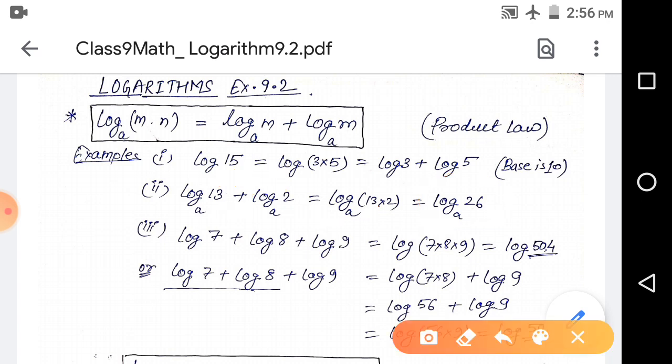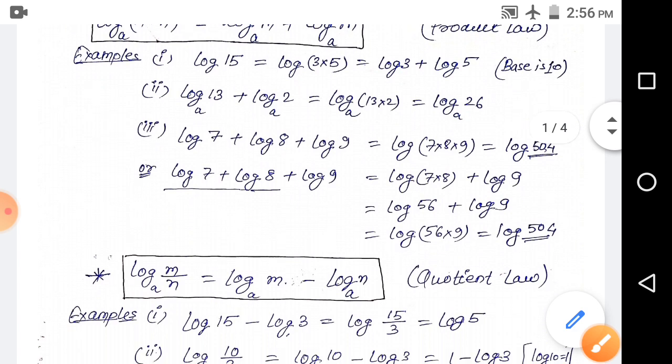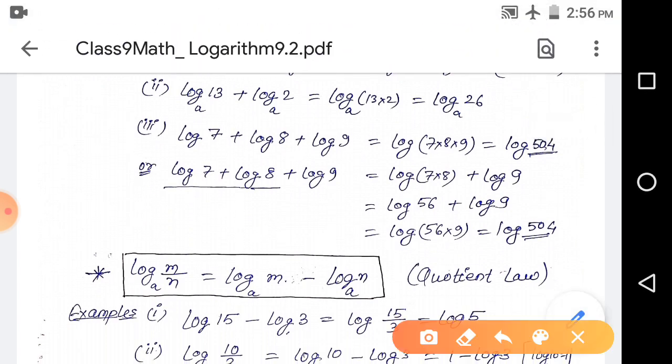Now see the third example, we have log 7 plus log 8 plus log 9. Here the bases are 10. So we can directly use the product law, like log of 7 into 8 into 9, which is equal to log 504. Now we can separately use the product law for the first two terms. Then it is log 7 plus log 8, it is log 7 into 8, so log 56. Now we have two terms, we can use the product law, and finally we have log 504.